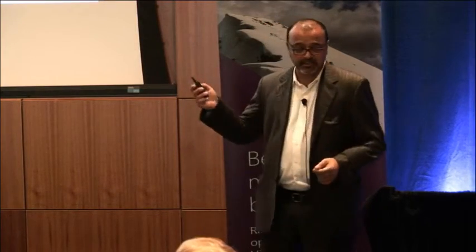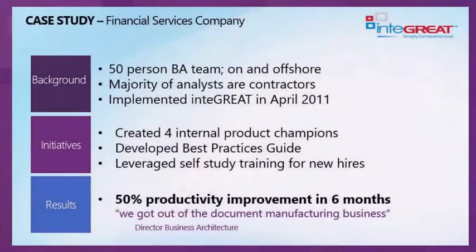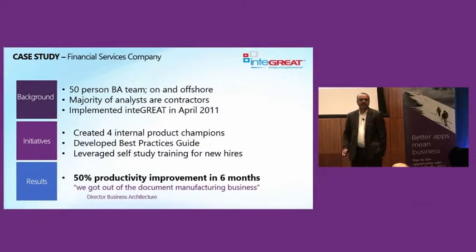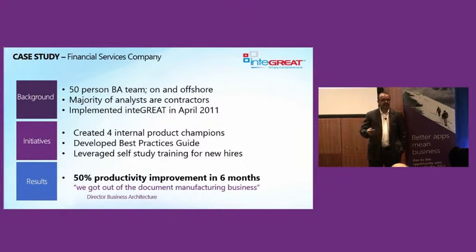So here's a case study where we had a financial institution with 50 business analysts adopt Integrate in the first phase. Within 6 months, they had a 50% increase in productivity. And one of the things that they have to do, because they're in the financial institutions, they are governed by SOX and other regulations and their internal IT governance and so on and so forth, and they have to produce good documentation. They have to show traceability and provide evidence that they have done things in a reasonable manner.